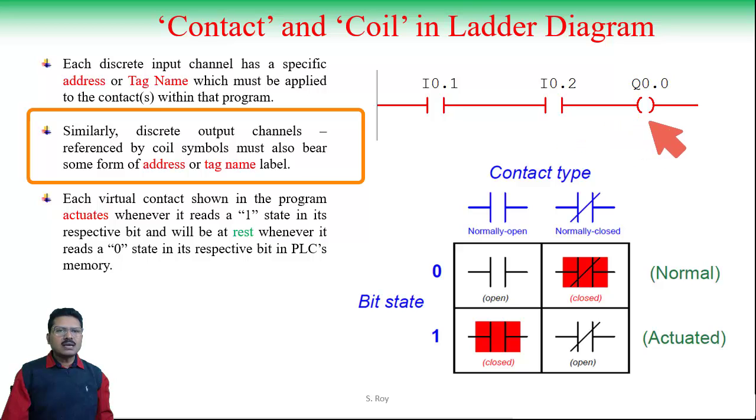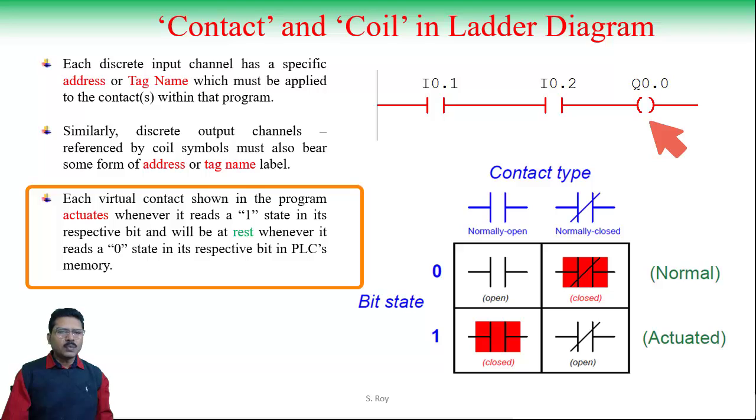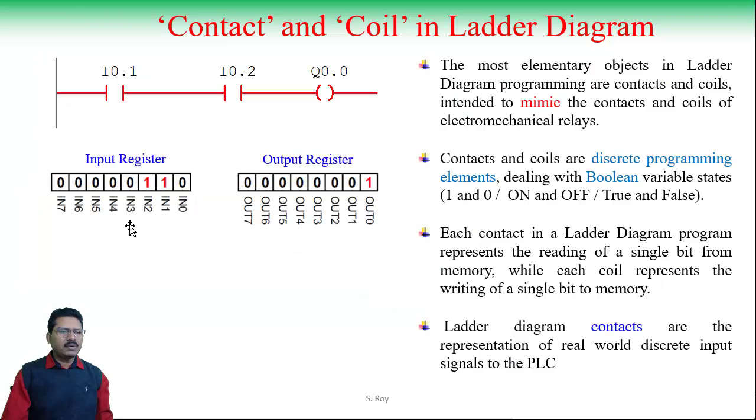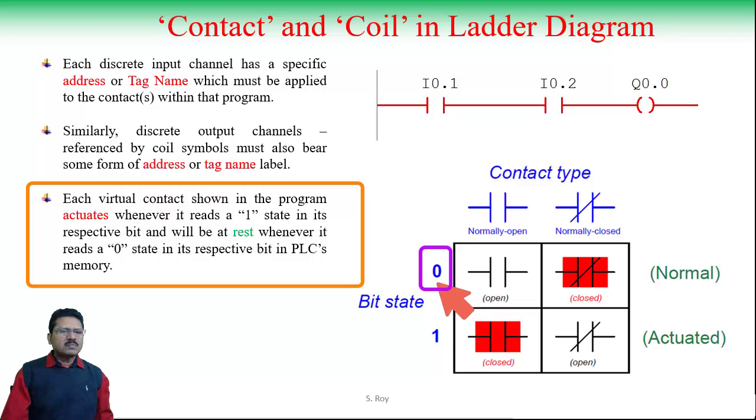These contacts and these coils are normally virtual, meaning this is not actual, this is the representation of actual devices. Each virtual contact shown in the program actuates whenever it reads a 1 state in its respective bit and will be at rest whenever it reads a 0 state in its respective bit in the PLC's memory. See, this is the input states of different input devices. These are the physical states of different input devices, whether 0 or 1, and according to the 0 or 1 signal from the device, the memory location is set as 0 or 1. According to this, the contact is either energized or de-energized. Whether it will be connected or disconnected depends on the 0 and 1 states in the corresponding memory location.